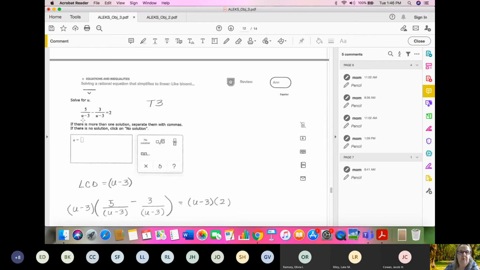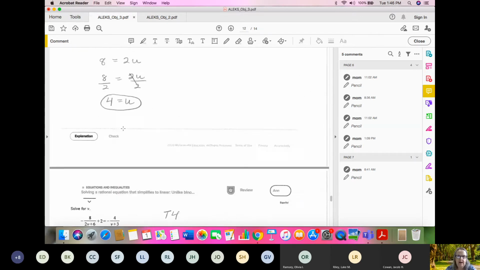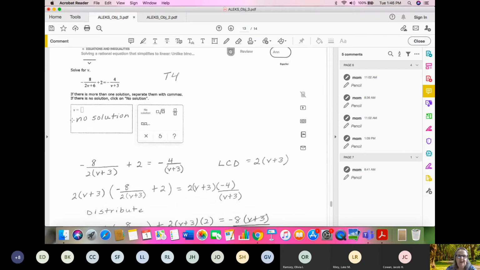And if we plug 4 into the denominator, we get 4 minus 3, which is 1. 1's fine to have in the denominator. It's just that we cannot have 0. So before I go back up there, I am going to show you here is a problem with no solutions. So they really do exist in ALEKS.